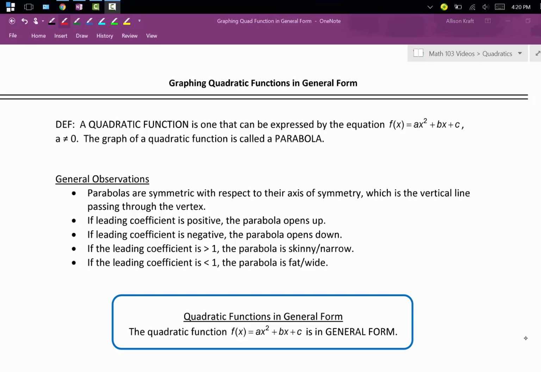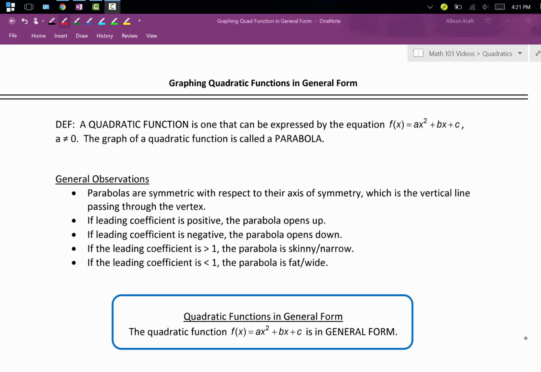First, we know that parabolas are symmetric with respect to their axis of symmetry, which is the vertical line that passes through the vertex. If the leading coefficient is positive, the parabola will open up. If the leading coefficient is negative, the parabola will open down. If the leading coefficient is greater than 1, the parabola will be skinny and narrow. If the leading coefficient is less than 1, a proper fraction, the parabola will be short and wide.